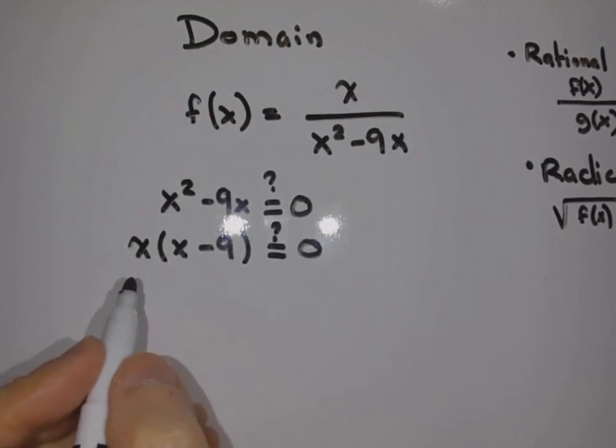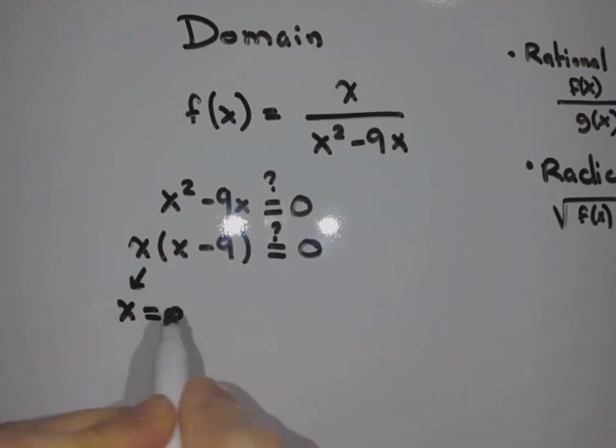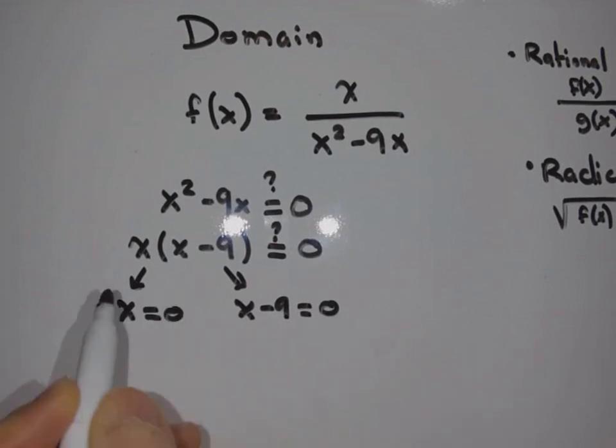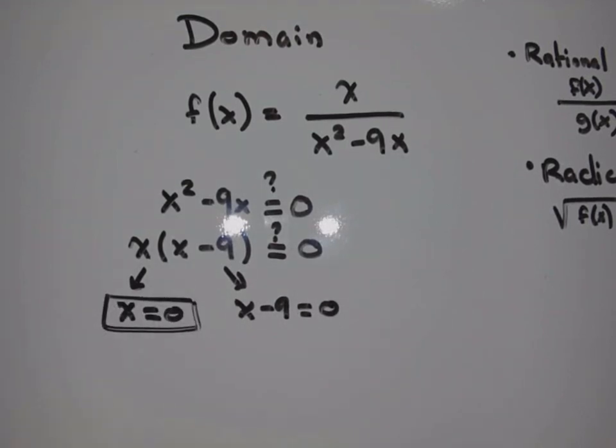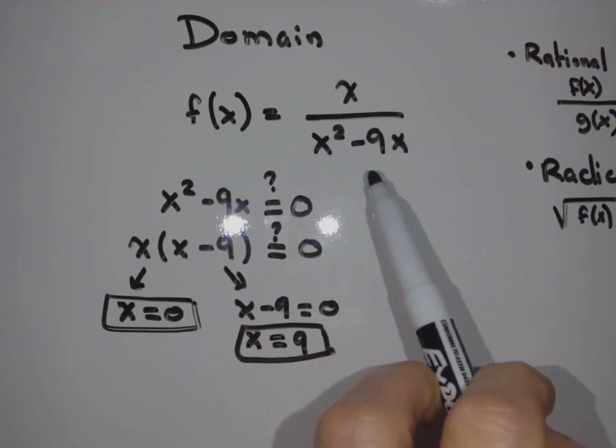So we have x equals 0, or x minus 9 equals 0. Therefore, x equals 0 is already solved for x, and this one will be x equals 9. So those are the two numbers, 0 and 9, that would make that denominator go to 0.